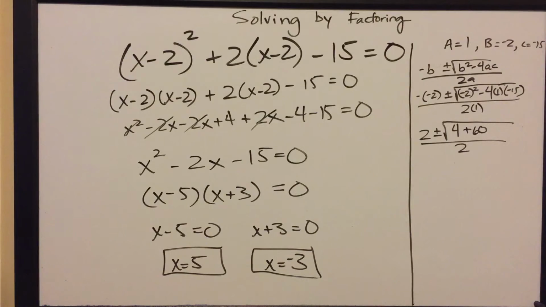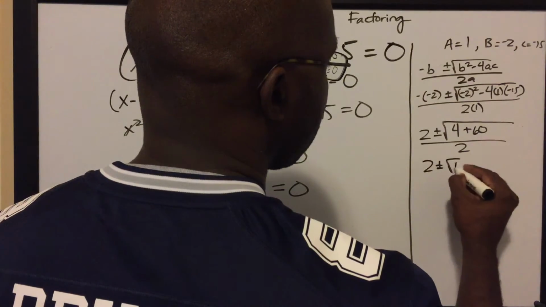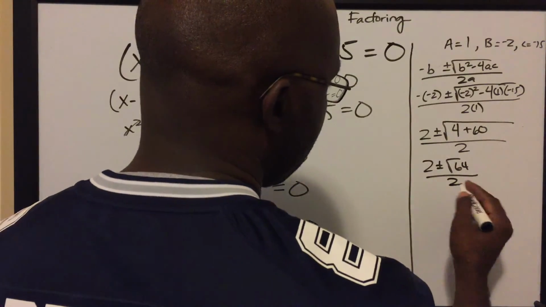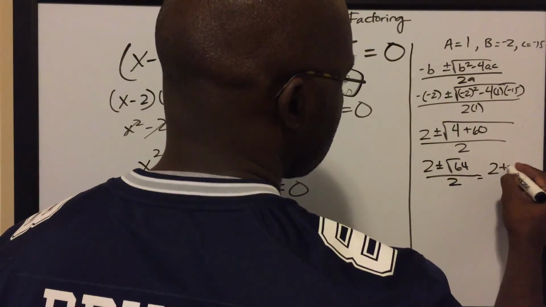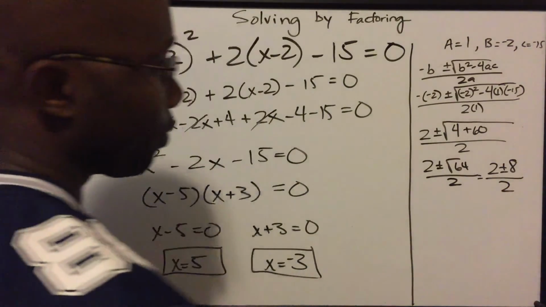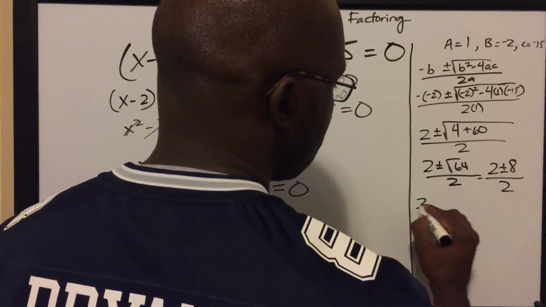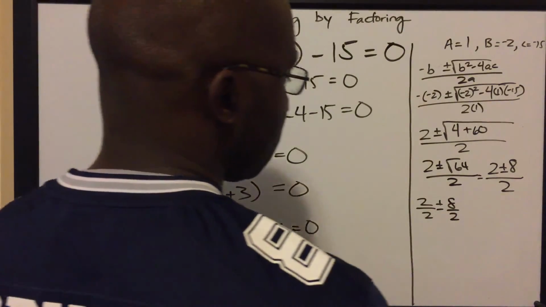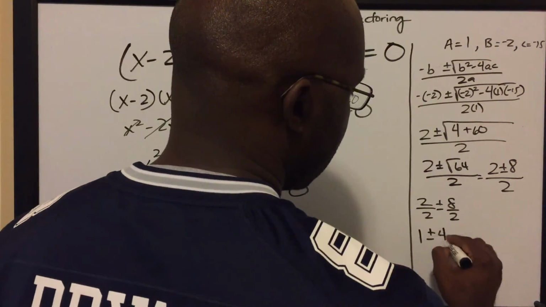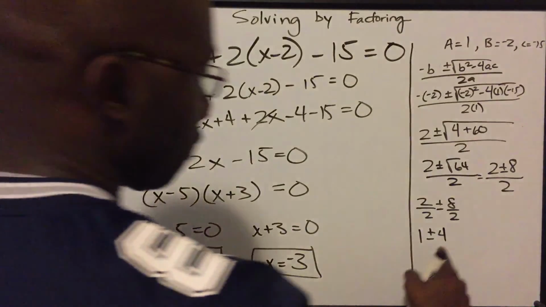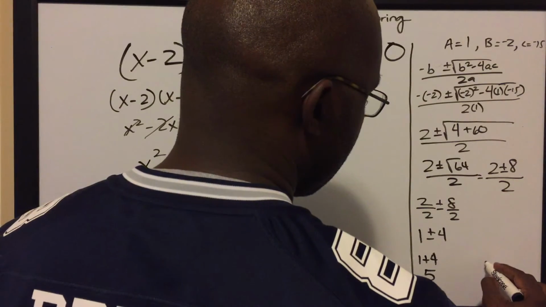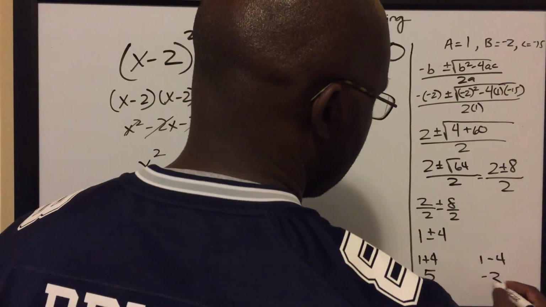Okay, so now we have 2 plus or minus the square root of 64 over 2. The square root of 64 is 8, so 64 is a perfect square. So we have 2 plus or minus 8 over 2, and we can break this up into 2 over 2 plus or minus 8 over 2. So then it is 1 plus or minus 4. So 1 plus 4 is 5, and 1 minus 4 is minus 3.